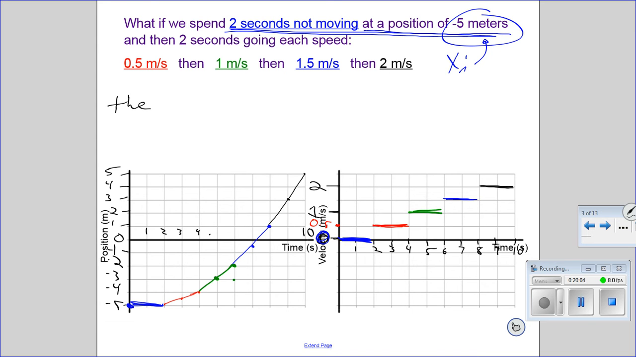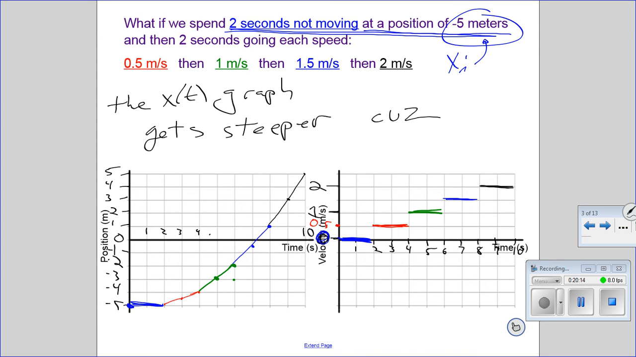So notice the position time graph gets steeper. Why? In simpler words. Yeah, you're accelerating. In simple words, what are you doing? Speeding up. Remember, the steeper you're going, the faster your position time graph is.